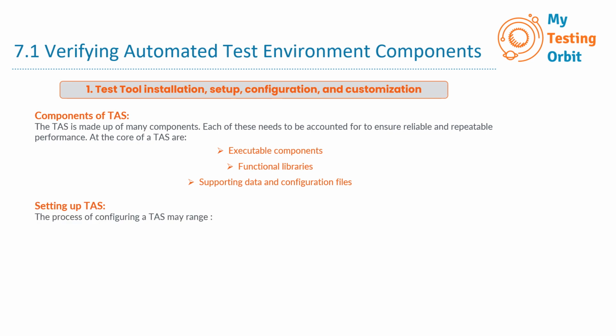Then we have setting up TAS. The process of configuring a TAS may range from the use of automated installation scripts to manually placing files in corresponding folders. So configuring a TAS is like setting up your phone. You can use automated processes like app installers, which quickly set up everything for you, or you can manually organize applications into folders, placing them where you want, like arranging files for the TAS.